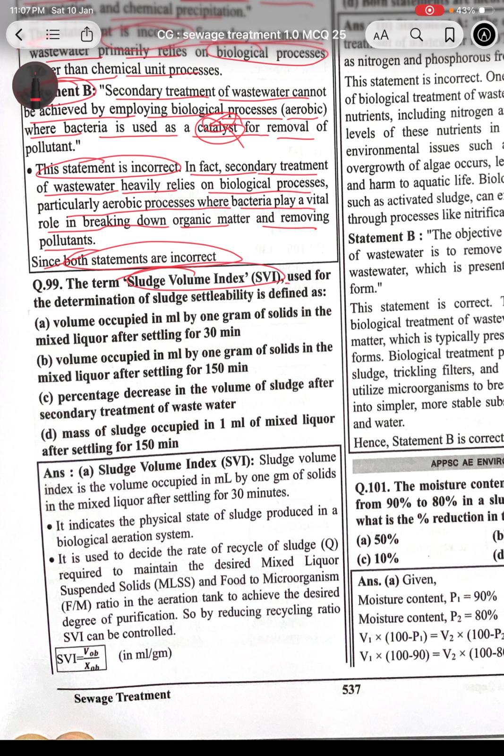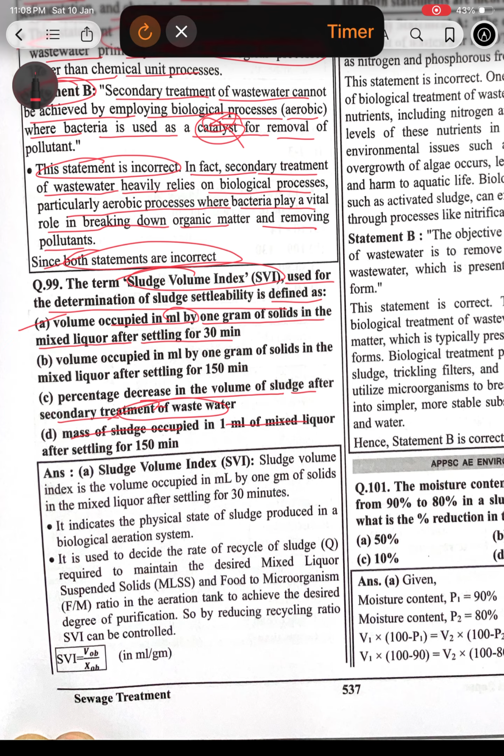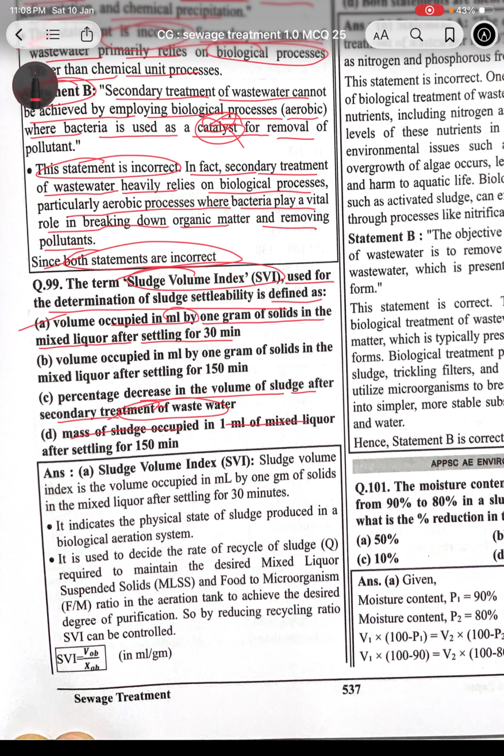The sludge volume index, used for determining sludge settleability, is defined as the volume occupied in milliliters by 1 gram of solid in the mixed liquor after settling for 30 minutes. Other options: volume occupied in milliliters by 1 gram of solid in the mixed liquor after settling for 150 minutes; percentage of decrease in volume of sludge after the treatment of wastewater; volume occupied.